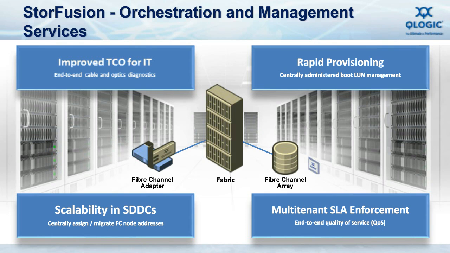This priority is not just applied on the QLogic adapter, but at every point within the Fibre Channel fabric. The switch, the end-of-row director switch, enforces these priorities so that you know your high priority IO will make it all the way across the wire in time and deliver the SLAs that you need to run your data center.